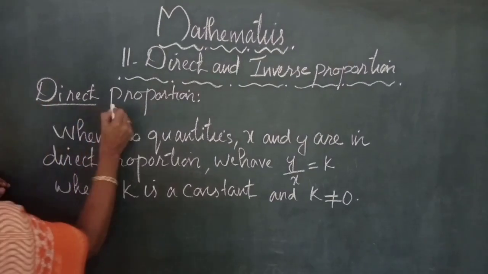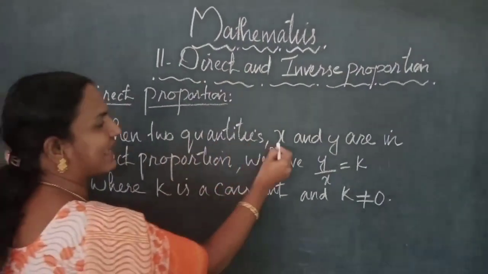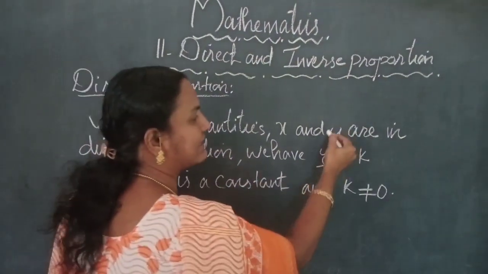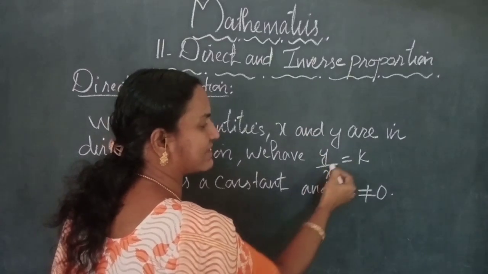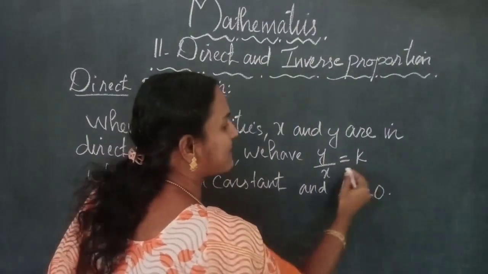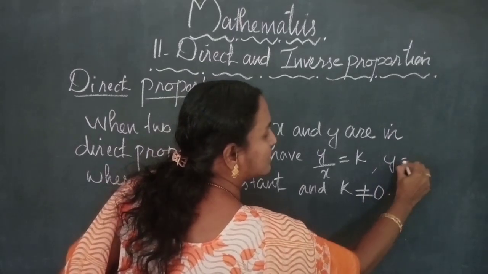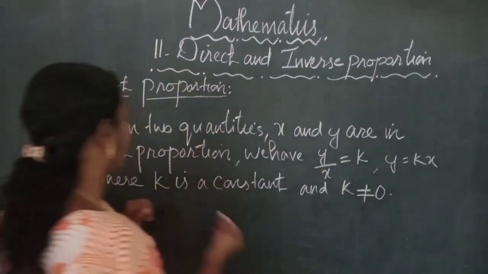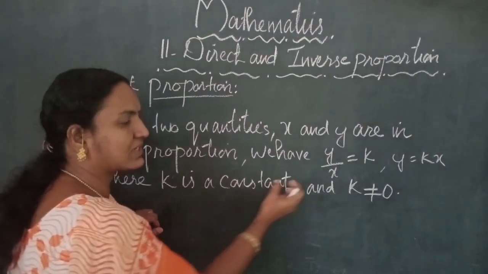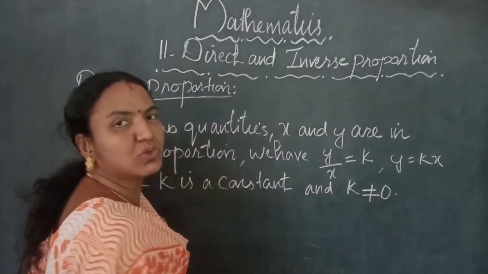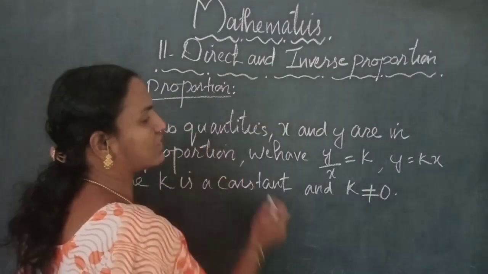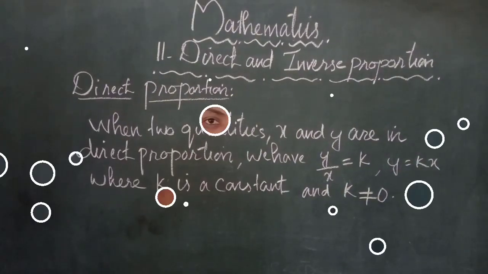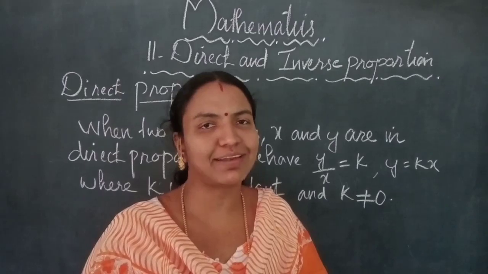Direct proportion. When two quantities x and y are in direct proportion, we have y divided by x is equal to k. It can also be written as y is equal to kx, by applying cross multiplication, where k is a constant and k not equal to 0. So for direct proportion, the condition is y by x is equal to k. Now, let's watch a video about direct proportion.